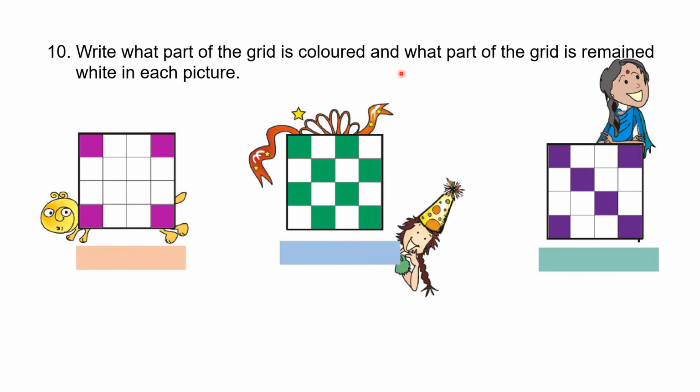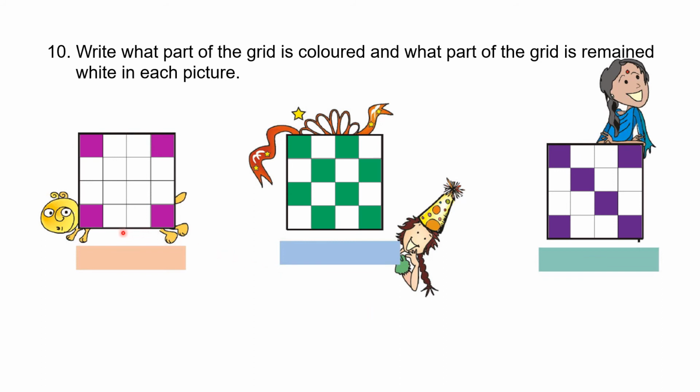Write what part of the grid is colored and what part of the grid is remained white in each picture. We have 3 square grids. Each square grid has 1, 2, 3, 4 rows and 1, 2, 3, 4 columns. So 4 multiplied by 4 is 16. So each square grid has 16 squares.